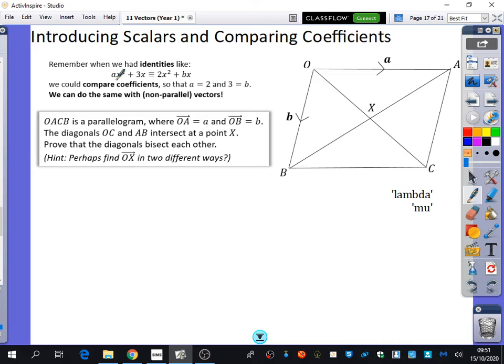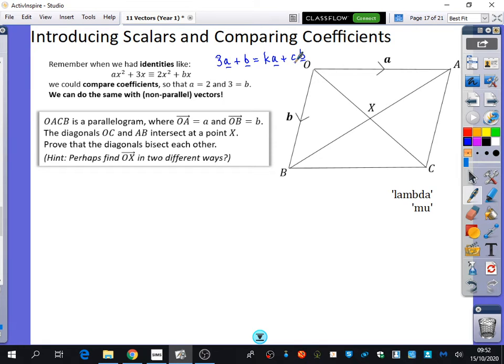So I could say that a must be equal to 2 because it's the coefficient of the x squared term. They must be equal to each other if this is an identity, okay? And I could say that b must be equal to 3 because those parts need to be equal to each other. And we can do the same here with non-parallel vectors, that if I had something like 3a plus b equals ka plus cb, I could say, well, k must be equal to 3 and c must be equal to 1.